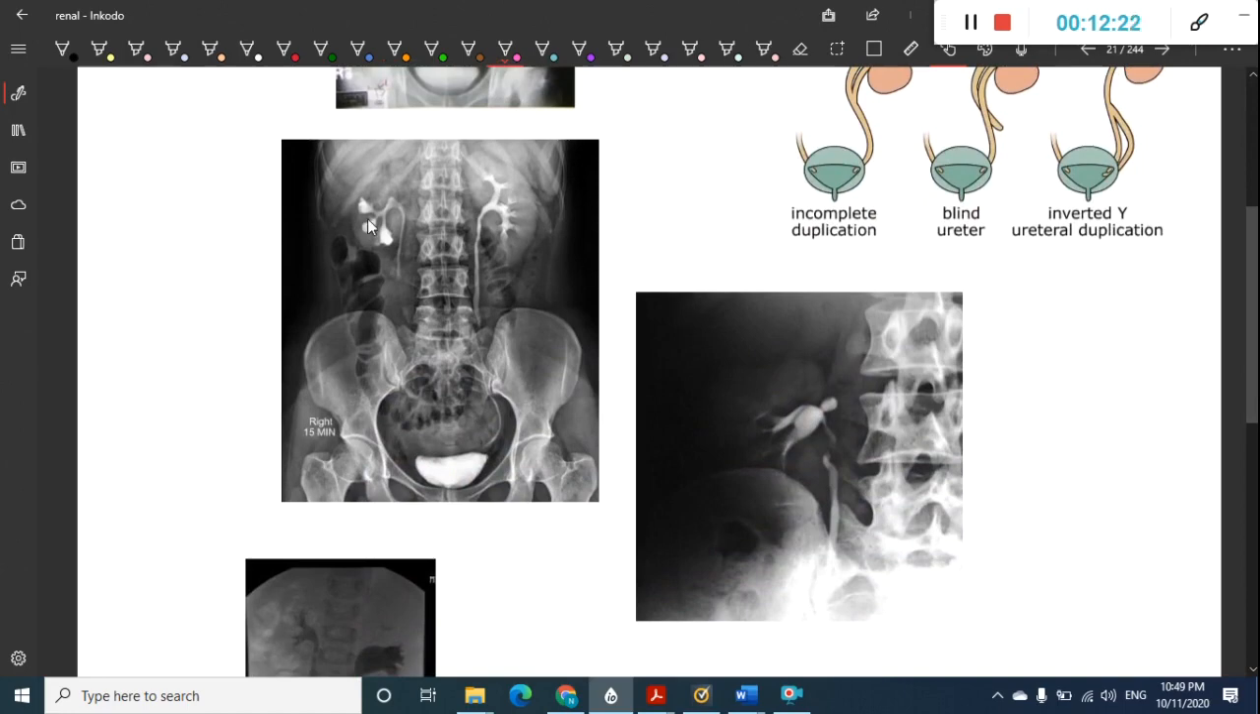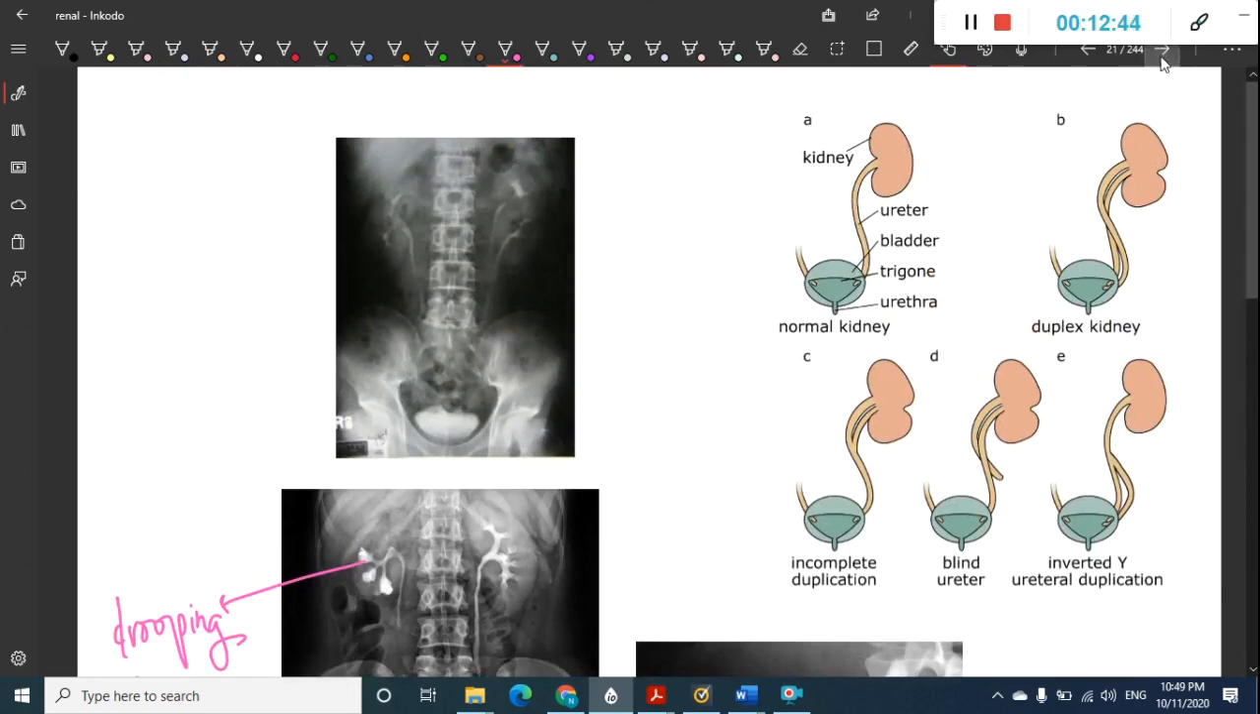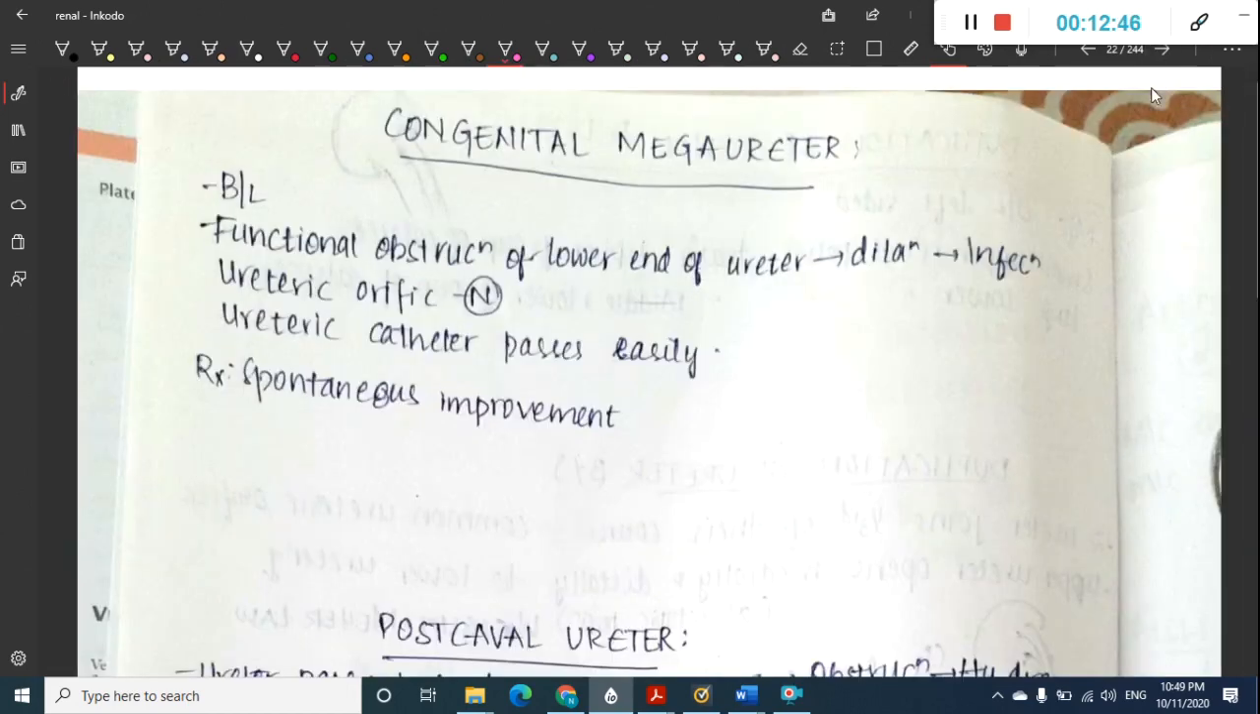Okay, so this is the drooping lily sign. It occurs because of upper lobe atrophy. Even here you see the drooping lily sign, and this is the drooping lily sign which you are seeing in one more image. Okay, so this is about duplication of ureter. Then we have something called congenital megaureter.